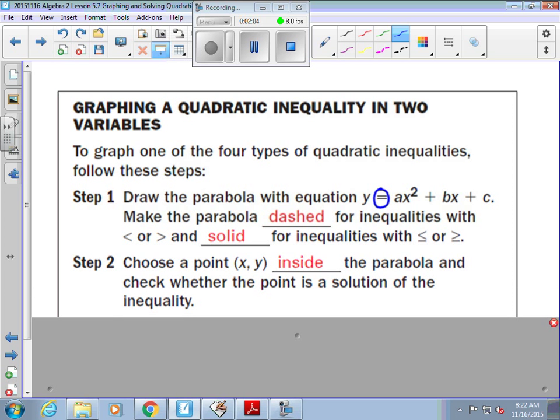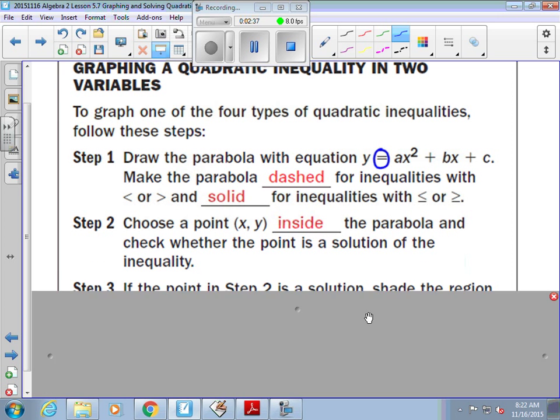Step number two is to choose a point inside the parabola. This is not a hard rule. See how it says choose a point inside the parabola? It really doesn't matter. Choose a point that is not on the line. And remember, the easiest point to choose is always 0, 0. Choose one that is not on the line. That's the only one you can't choose, is one that actually falls on the graph itself, because then you can't tell if it's true or false.